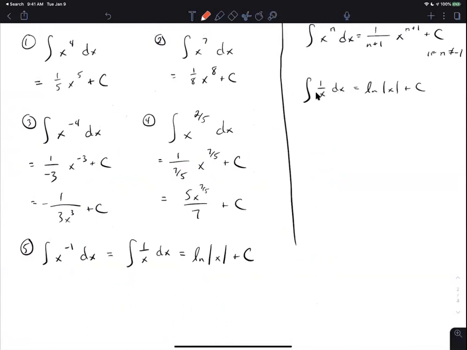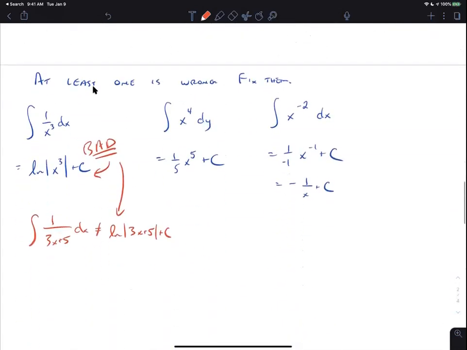The letter could be different. It could be 1 over y dy, or 1 over c dc, or whatever, or 1 over u du, which is more common, or 1 over v dv. But that letter must match that letter. This must be x to the first, or v to the first, or u to the first. But that's it. It cannot be used in any other way. Does that make sense? Okay, so it must look exactly like that. So 1 over x cubed, not this. 1 over 3x plus 5, not this. If you're doing that, it's wrong.